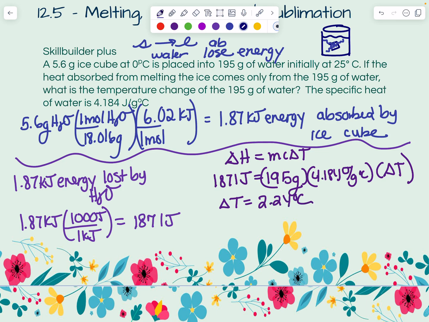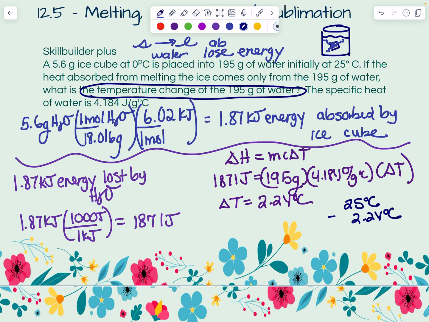That's what the question is asking. What is the temperature change in the water? But if it starts out at 25 degrees Celsius and it loses 2.24 degrees Celsius, afterwards it will be 22.7 or 23 degrees Celsius. This is how ice works. How does ice cool the water? Because it absorbs the energy from the water, lowering the temperature of the water.